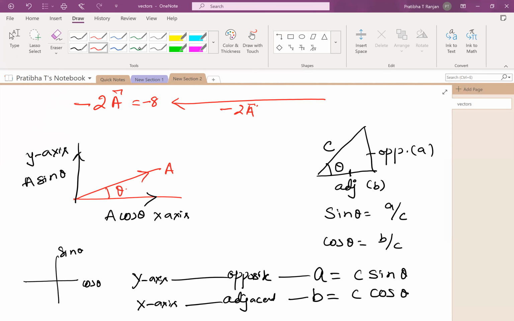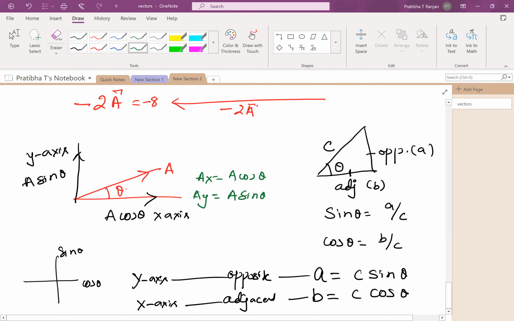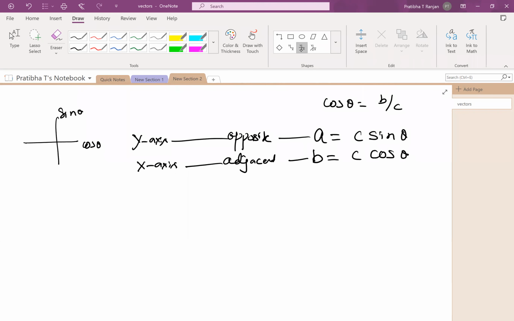But I have a question. Sometimes it becomes negative or positive, like I need to add it? It depends upon their direction. That we will come to over there. So isn't my AX and AY can be written as A sine theta and A cos theta? Okay. Yes.